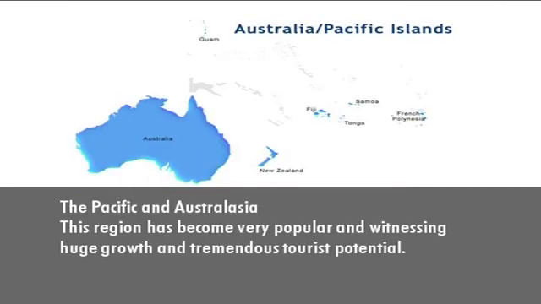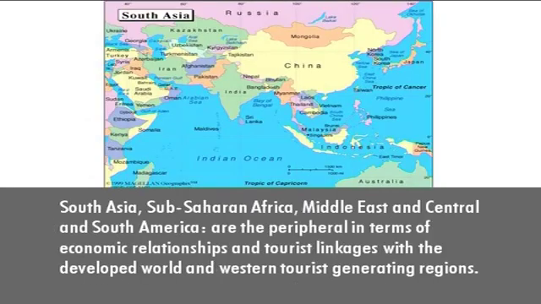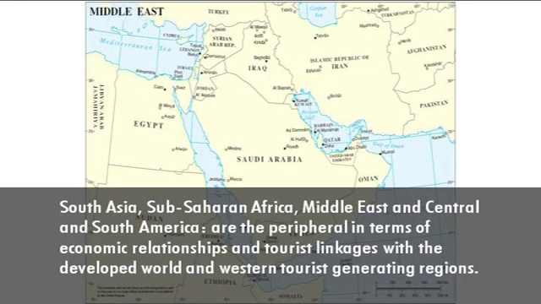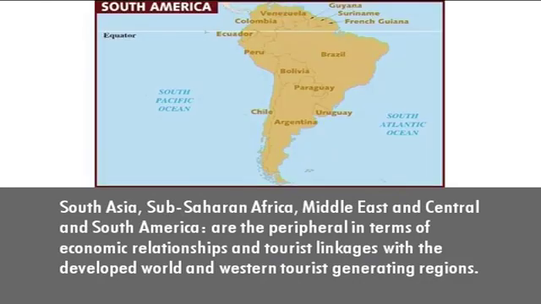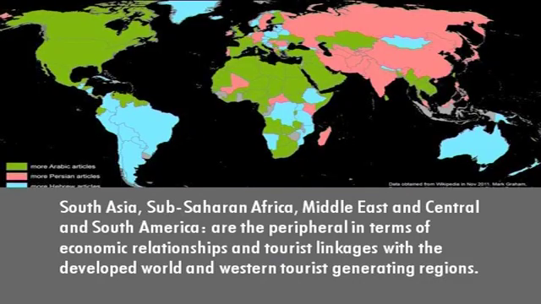The Pacific and Australasia. This is the third region that has become very popular and also sees a huge growth and tremendous tourist potential throughout the year. Fourthly, South Asia, Sub-Saharan Africa, Middle East, and Central and South America. These regions are peripheral in terms of economic relationships and tourist linkages with the developed world and the major Western tourist generating regions.